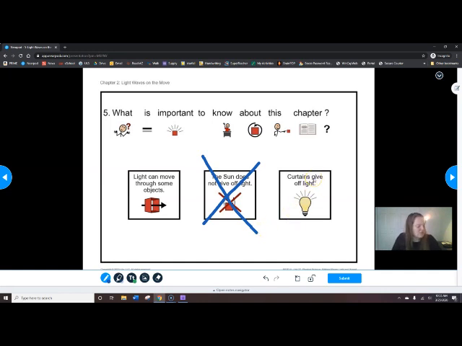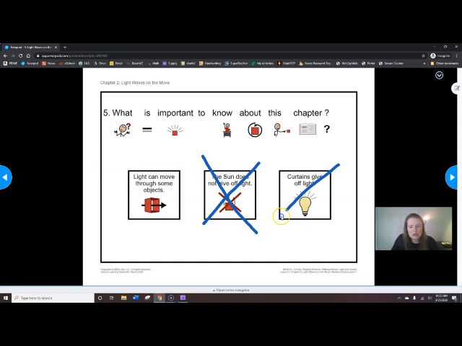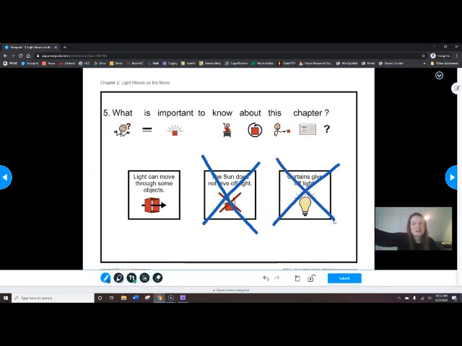Now, curtains give off light. If it's really dark, can I look at curtains to make it light? No, curtains don't give off light. They can block some of the light. So I have my curtain here. It's a thin curtain. You can still see me through it even though I'm not very clear, but it doesn't give off any light.